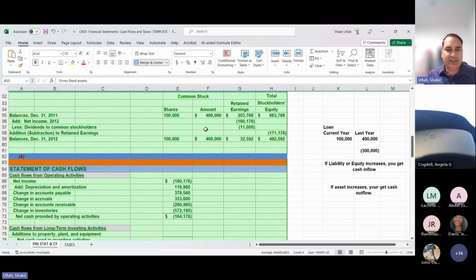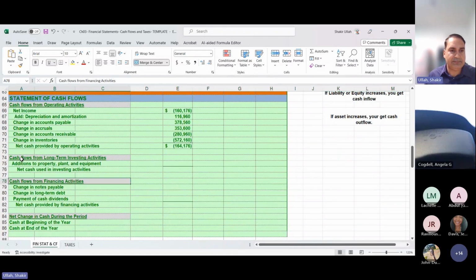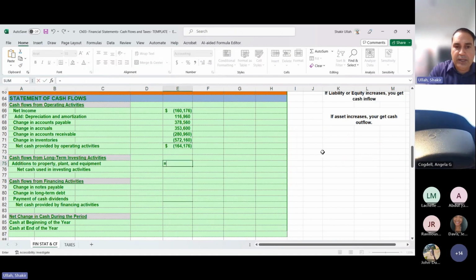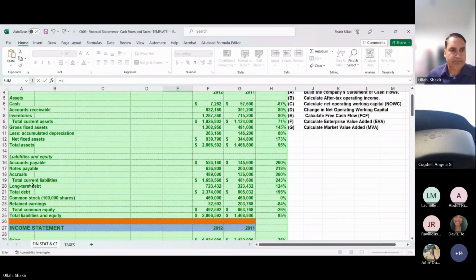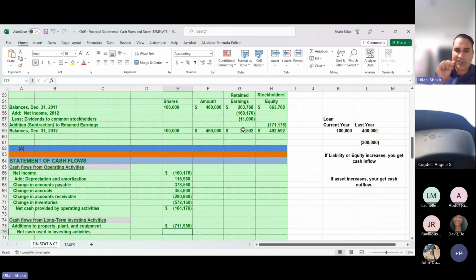What we're going to do is find the difference in the long-term assets, so what we find is additions to plant, property, and equipment. That will be equal to, and remember, it's an asset, so any increase in an asset will result in a cash outflow. So the same formula applies: equal to minus, and then the parenthesis, then go to the gross fixed assets account right here, the current year's balance minus the previous year's balance, and then close the parenthesis. And you can see that we have burned $711,950 in the long-term assets.